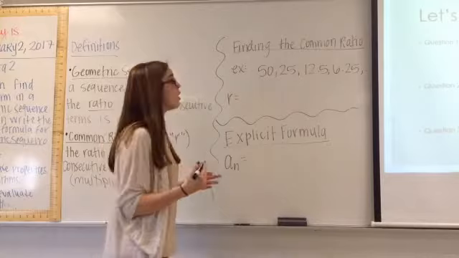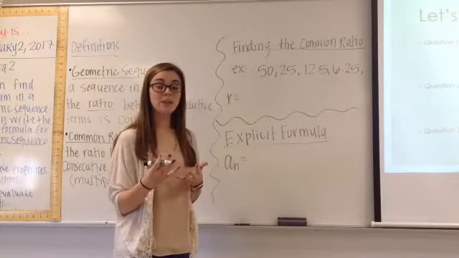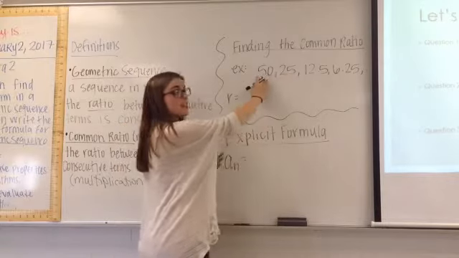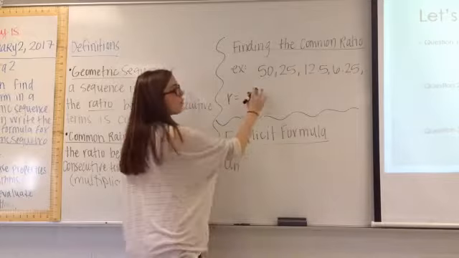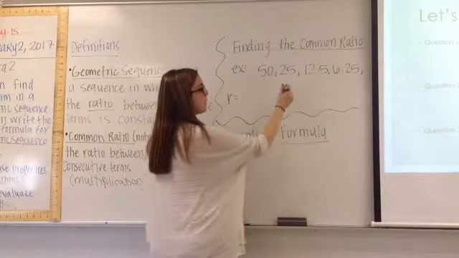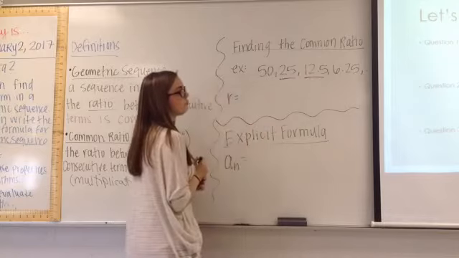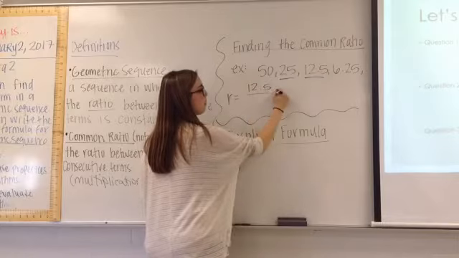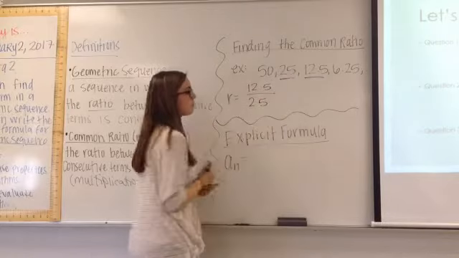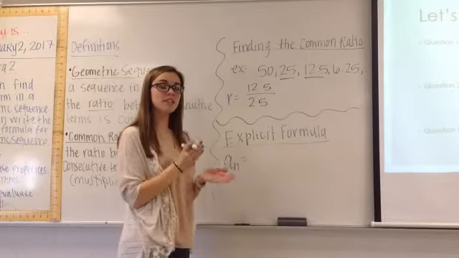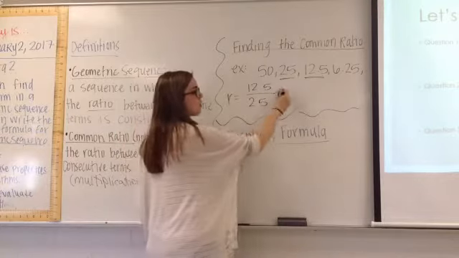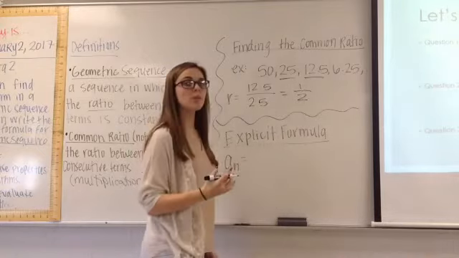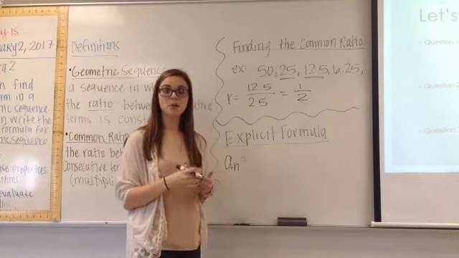If you're a little unsure, the way we do it is the same way we did it for arithmetic. It's just instead of subtracting this minus this, we are going to divide. So pick any two consecutive terms. I'm going to pick these two. And I'm going to divide 12.5 by 25. Remember, consecutive means right next to each other. So when we do that, you get 1/2. If you're a little unsure, remember you can always go type it into your calculator, get the decimal, and hit math frac.